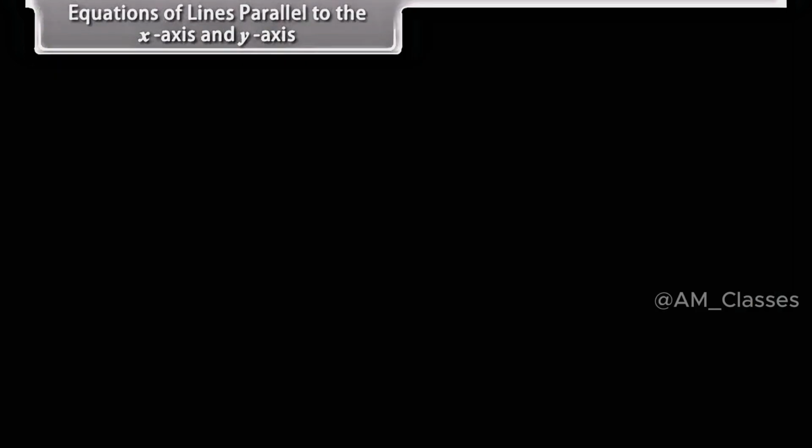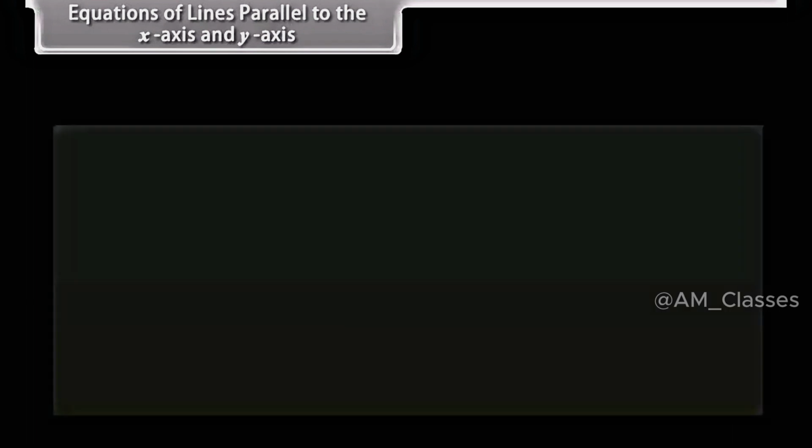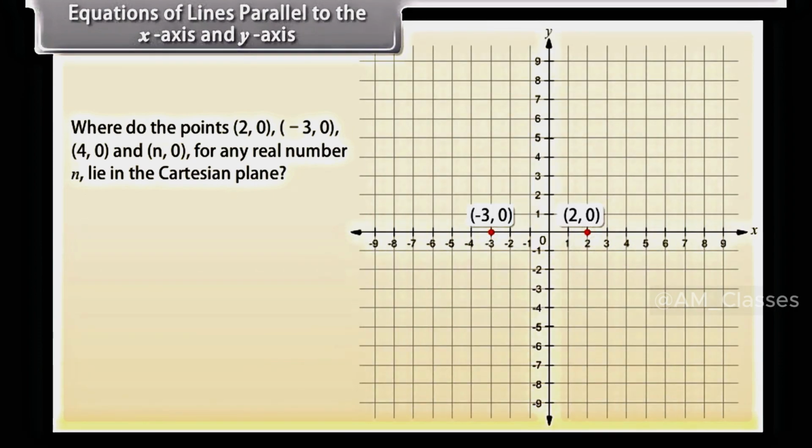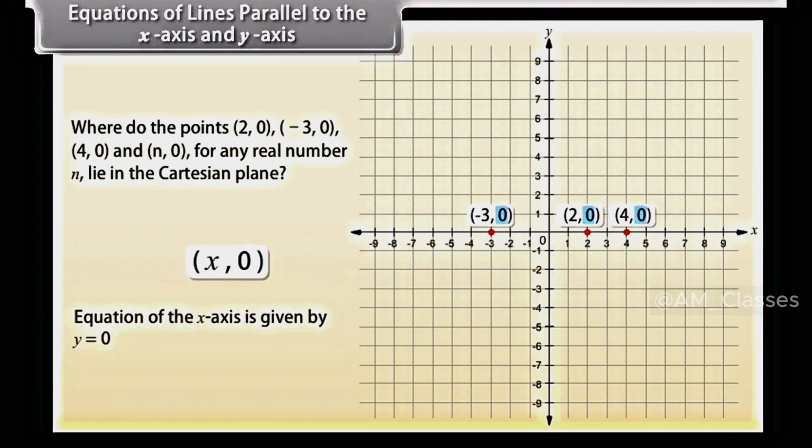Equations of lines parallel to the x-axis and y-axis. Answer one question now. Where do the points 2, 0, minus 3, 0, 4, 0 and n, 0 for any real number n lie in the Cartesian plane? Yes, they all lie on the x-axis, but do you know why? Because on the x-axis, the y-coordinate of each point is 0. In fact, every point on the x-axis is of the form x, 0. So the equation of the x-axis is given by y equal to 0. Similarly, the equation of the y-axis is given by x equal to 0.